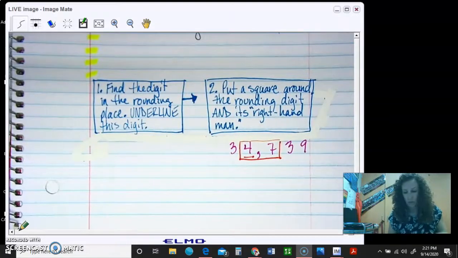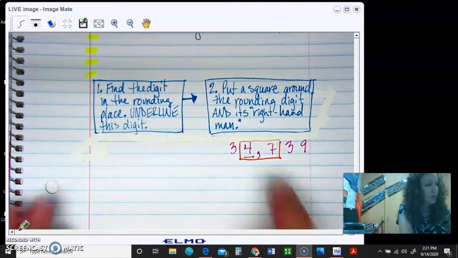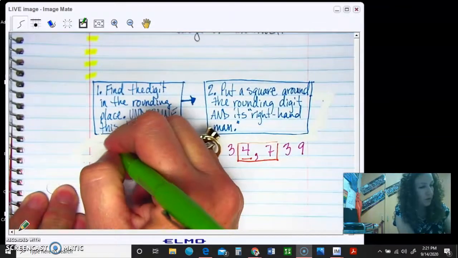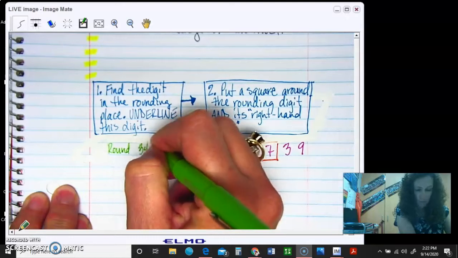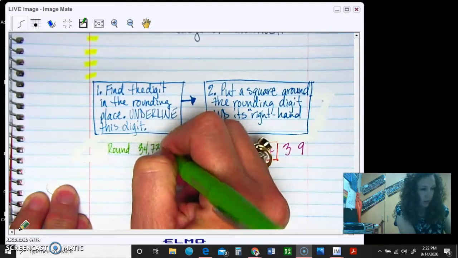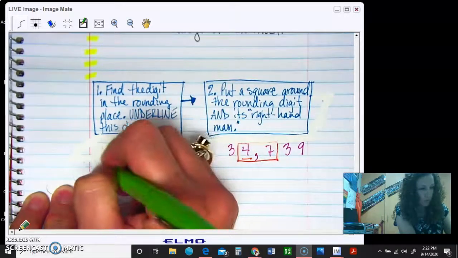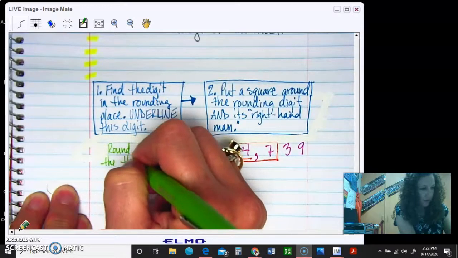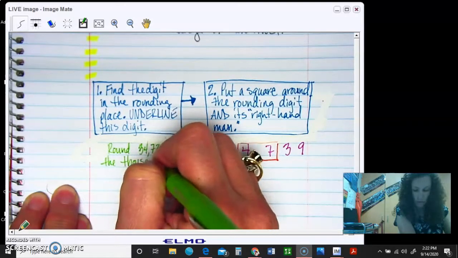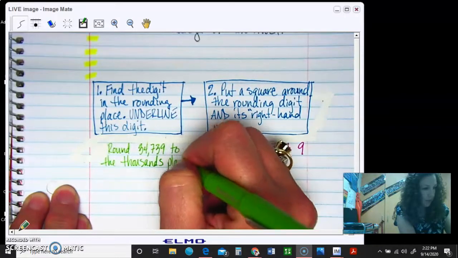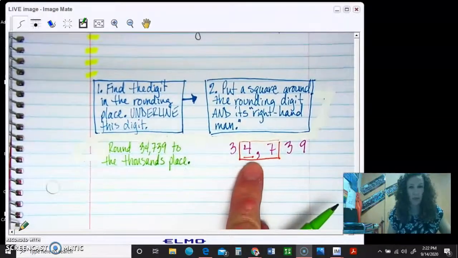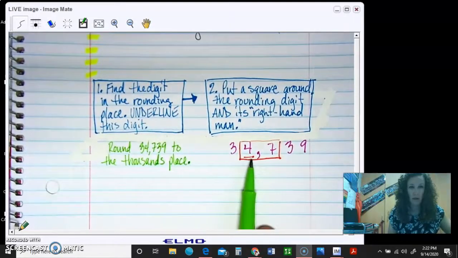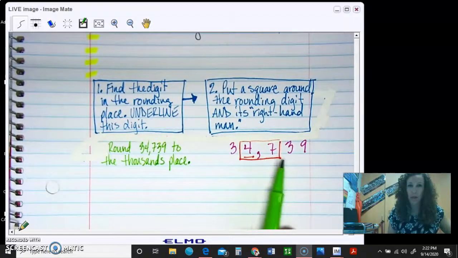So, I better write down the instructions for what we're doing here. Our instructions are: round 3, 4, 7, 3, 9 to the thousands place. Okay, so those are instructions. We rewrote the number nice and big. We underlined the rounding digit. We boxed up the rounding digit and its right-hand man.